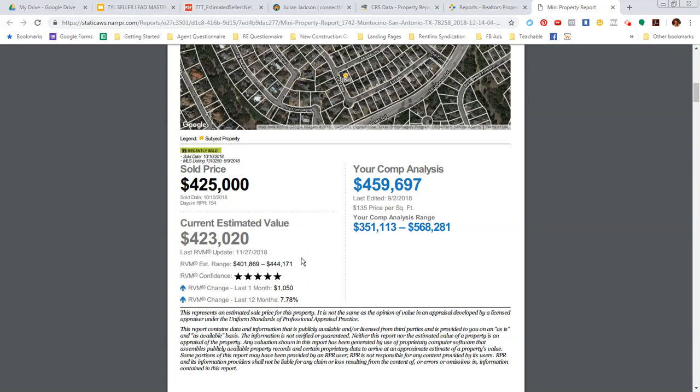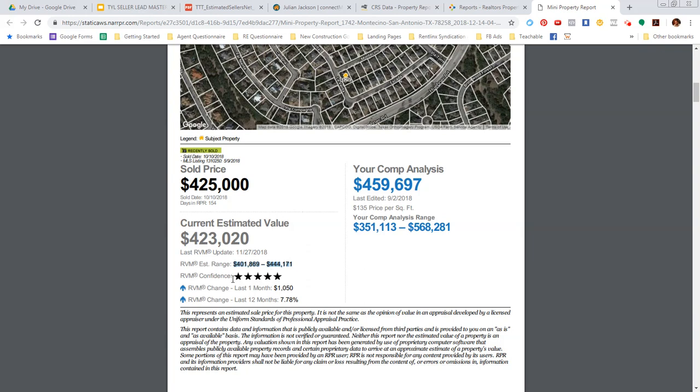It just depends. If someone says the comp analysis could be between 351 and 568, those are all the comps that came in the neighborhood, average price, 135. But this is what we're really more concerned with. And this is exactly what you can explain to your clients. You pull out this mini property report, you go on a listing appointment with them, you bring this with you or forward it to them ahead of time.